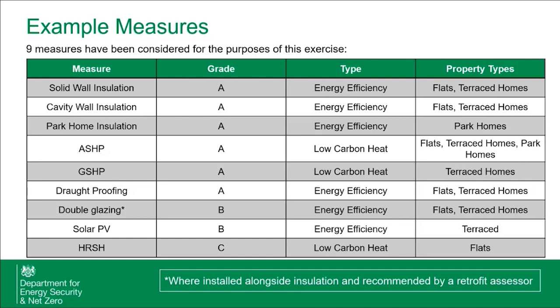you'll obviously have contracted specific installers. You'll know roughly what measures you are able to do in the parameters that your retrofit assessor will work to. So in this example, we've considered 9 separate measures. Of course, every measure has a specific grade. It has a type, so it relates to one of the individual cost caps of energy efficiency and low carbon heat. And certain measures are relevant to certain property types. So, for example, air source heat pumps you can put into any, whereas for the purposes of this exercise, solar PV will only be considered in the parameters of a terraced home.